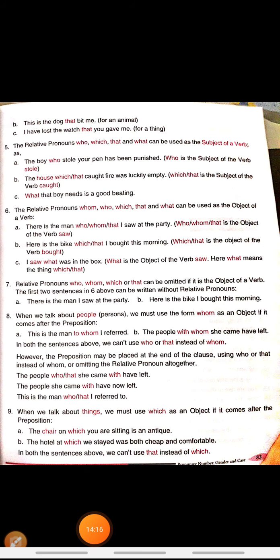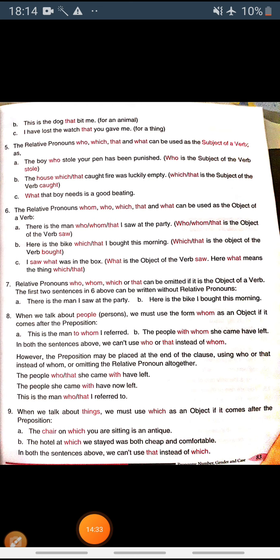So, when the relative pronouns are used as an object of a verb, they can be omitted in the sentence. It is not necessary to write them. Their meaning is clearly understood. Like, there is the man I saw at the party. Like, here is the bike I bought this morning.